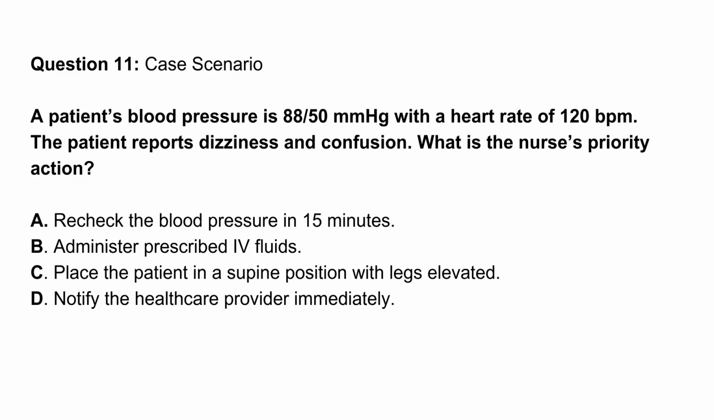Segment 3. Question 11. A patient's blood pressure is 88/50 mmHg with a heart rate of 120 bpm. The patient reports dizziness and confusion. What is the nurse's priority action? A. Recheck the blood pressure in 15 minutes. B. Administer prescribed IV fluids. C. Place the patient in a supine position with legs elevated. D. Notify the healthcare provider immediately.